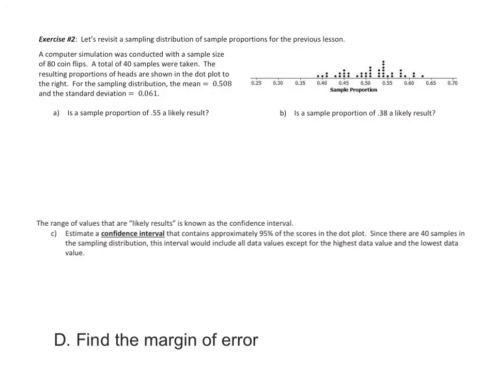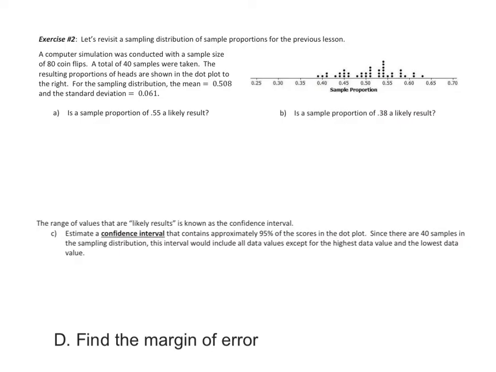Okay, so let's revisit a sampling distribution of some sample proportions that we've talked about in previous days. A computer simulation was conducted with a sample size of 80 coin flips. A total of 40 samples were taken. The resulting proportions of heads are shown in the dot plot to the right. For the sampling distribution, the mean is 0.508 and the standard deviation is 0.061.